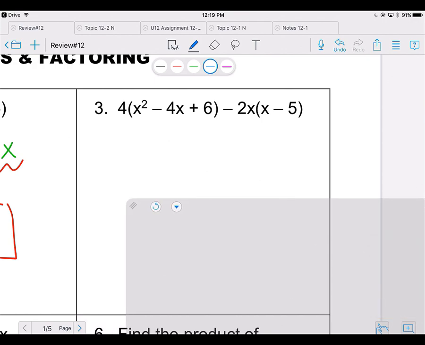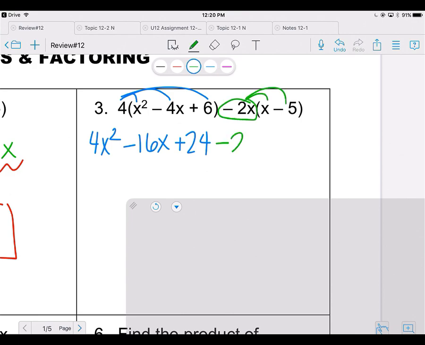For problem 3, I distribute 4 to everything inside of the parentheses. This is where you can do a smaller box to multiply if you want, or you just distribute. So 4x squared, 4 times -4x is -16x's, and 4 times 6 is 24. And then I take -2x times x, so x times x is x squared. -2x times -5, -2 times -5 is a positive 10x. So this one has a lot more terms.